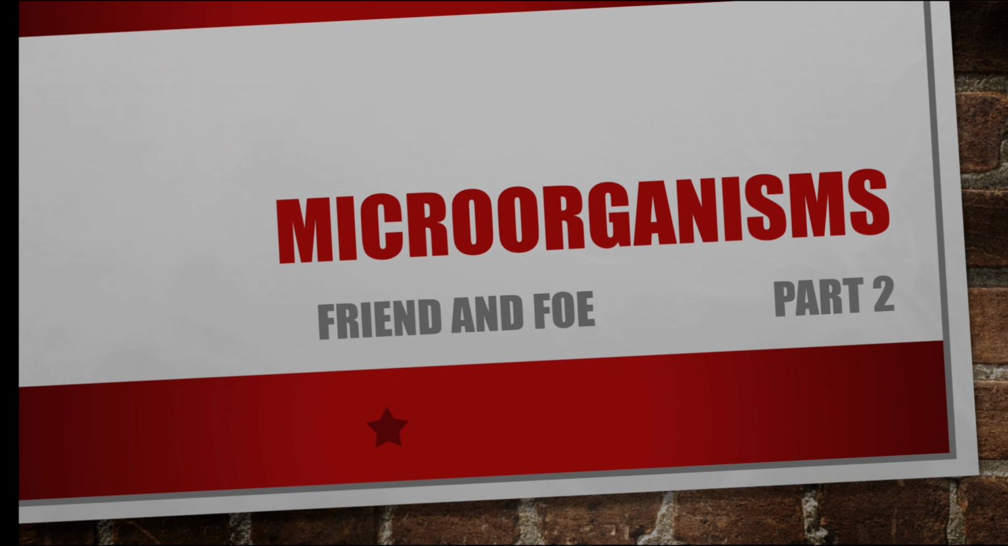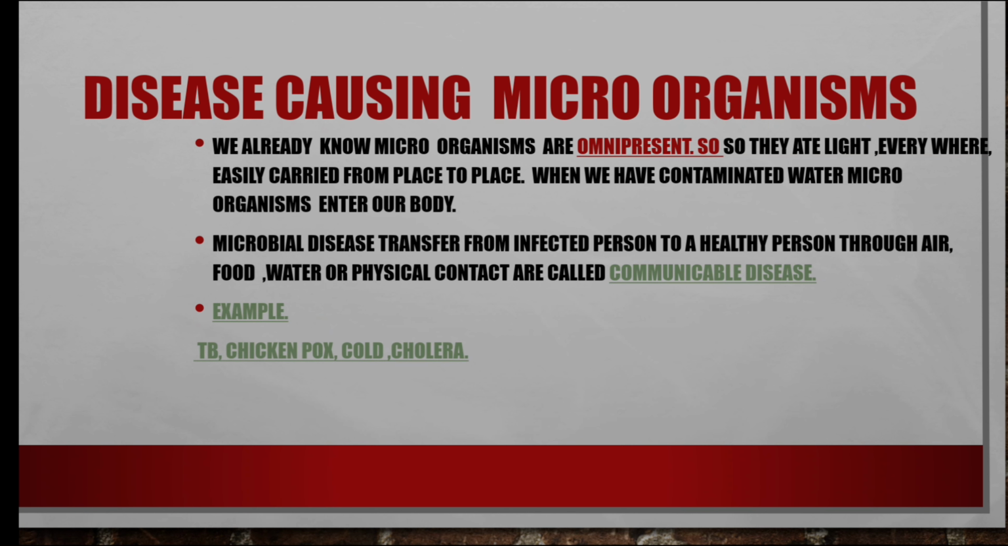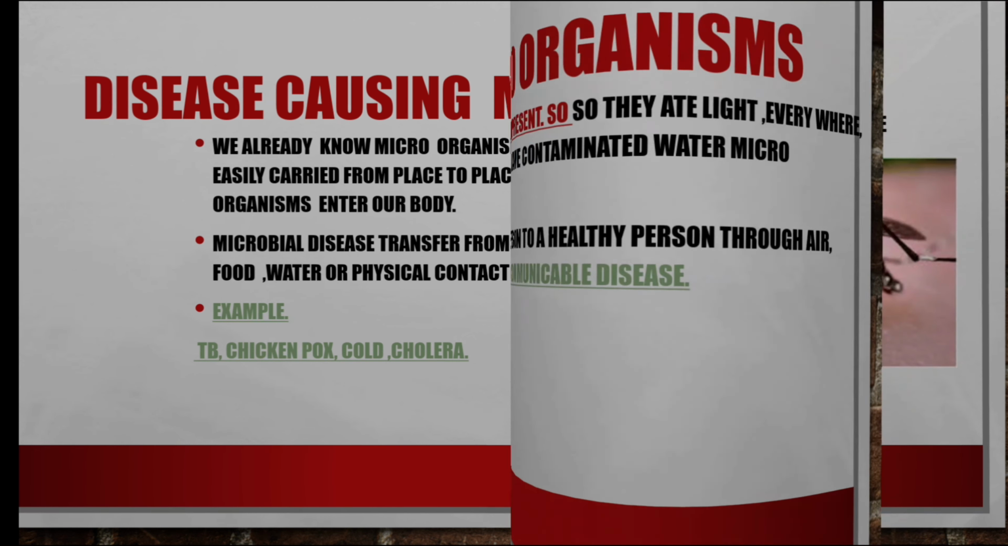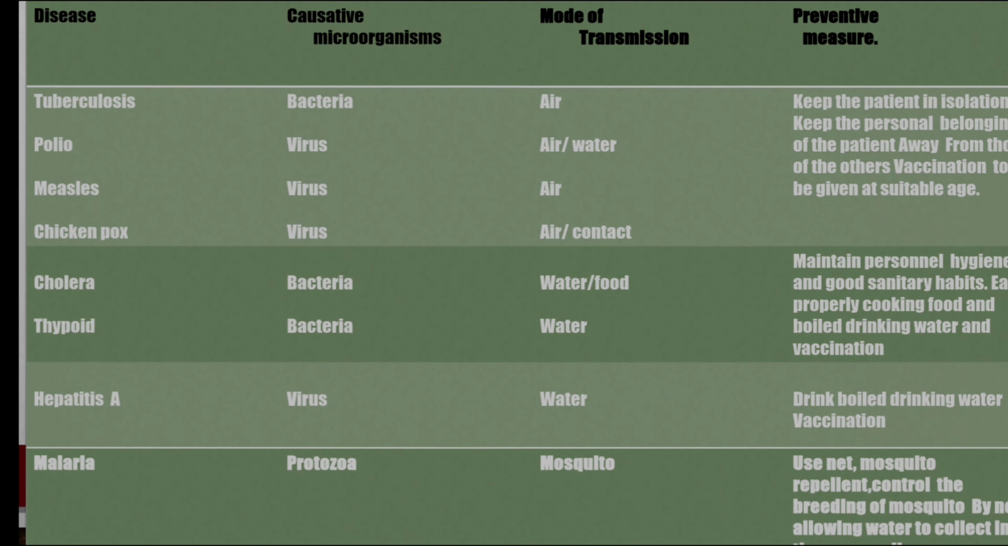Thank you. Now, what we discussed today. We saw the harmfulness of microorganisms. Disease-causing microorganisms are called pathogens. They can spoil food, leather and clothing. Microorganisms are omnipresent and very light, so they travel through air, water and physical contact, and spread diseases to healthy persons. These are called communicable diseases. Examples are tuberculosis, chickenpox, cholera and cold. Insects such as houseflies and mosquitoes also act as carriers and cause diseases like malaria and dengue. We also saw the diseases caused by microorganisms, their modes of transmission, and the preventive measures.